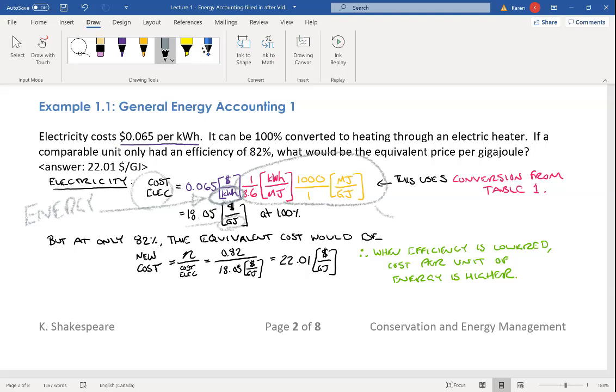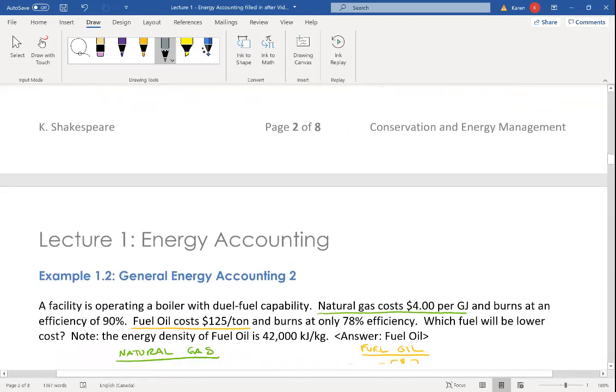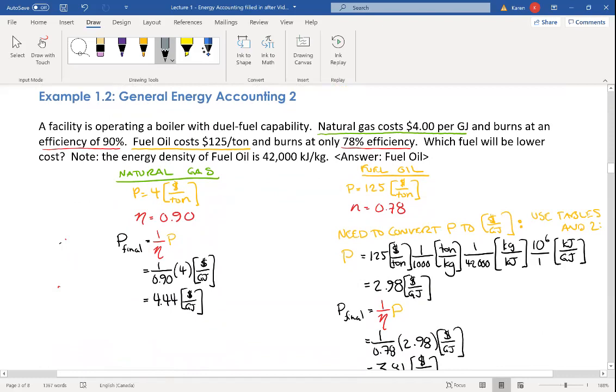This is a common conversion that you'll have to do in many questions, or many situations in the real world: you'll have to take that kilowatt hour and convert it to gigajoules to be practical. And in this question, I'm also showing you how efficiency works. If you are reducing the efficiency down to 82%, that's going to increase your costs. So going from 100% to 82% efficiency makes your cost per gigajoule go from $18 up to $22.